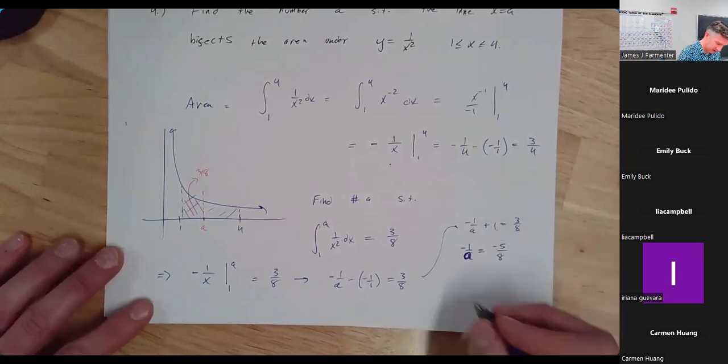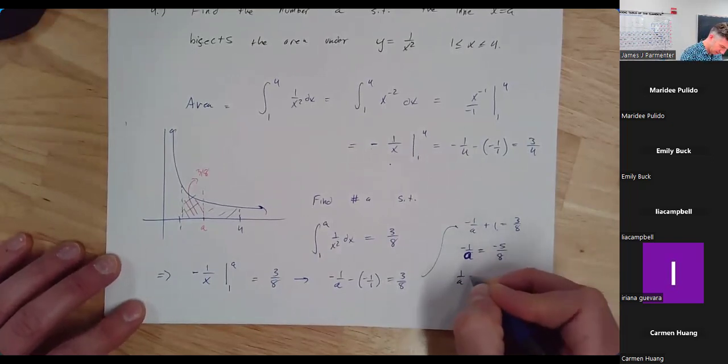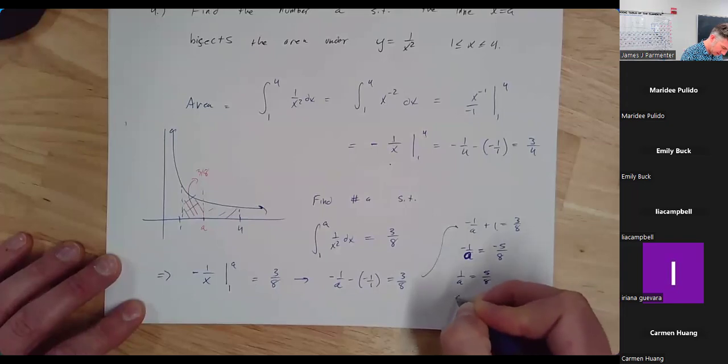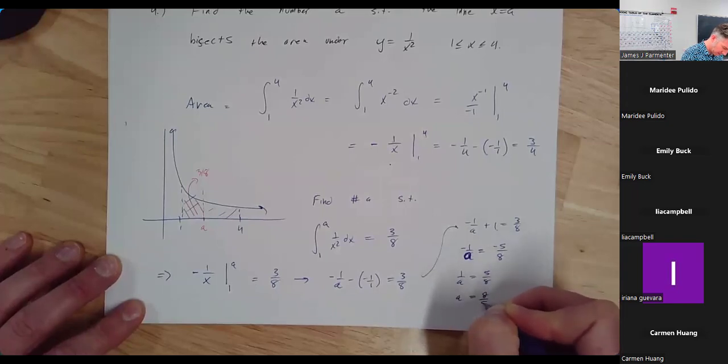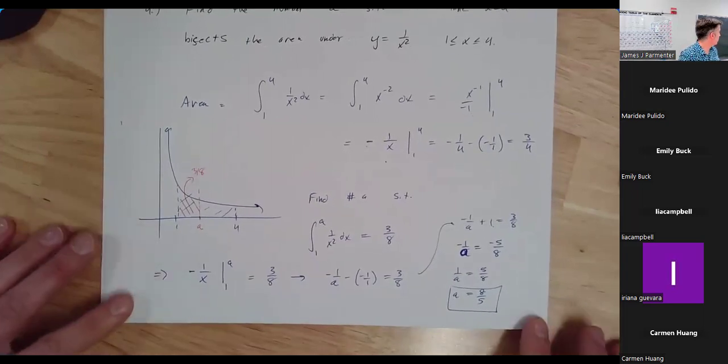Multiply both sides by negative 1, and then take the reciprocal of both sides. So 1 over a equals 5 over 8. So a over 1 equals 8 over 5. That's how I would do it.